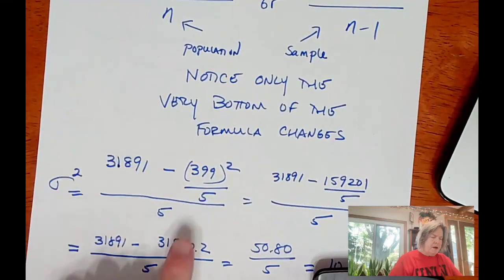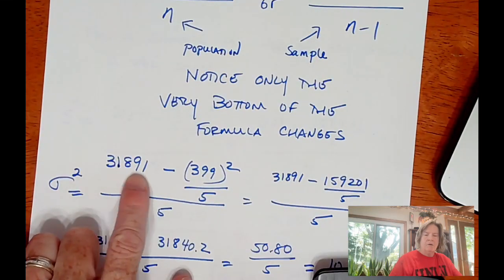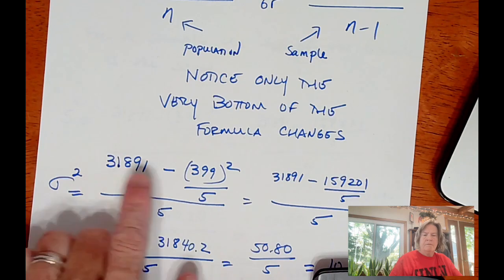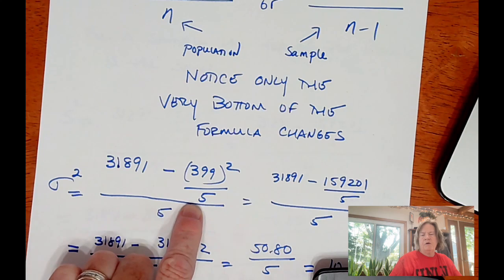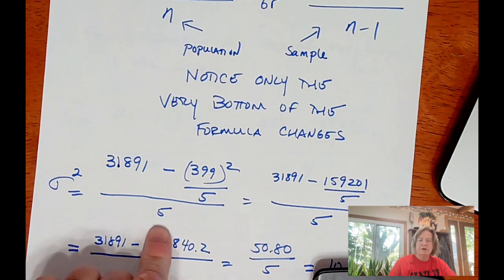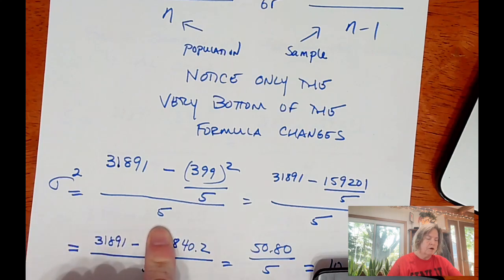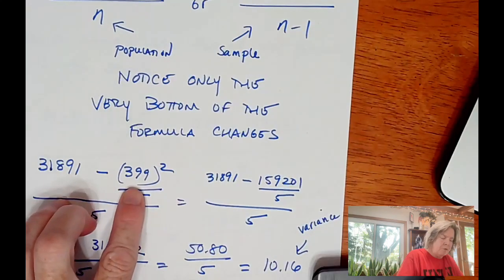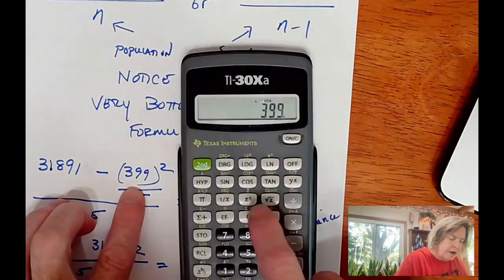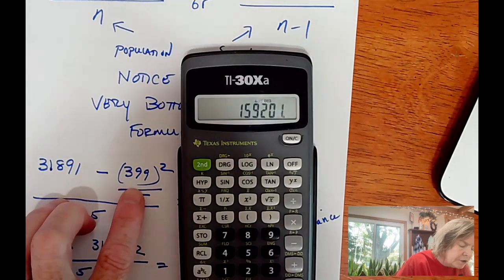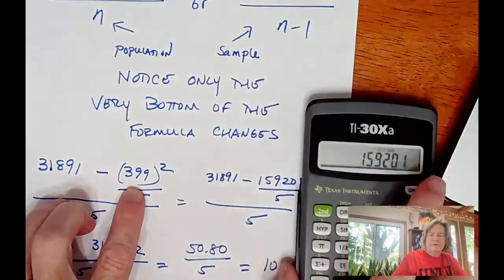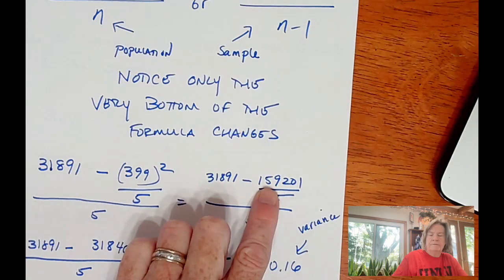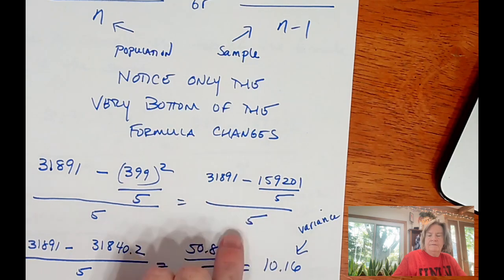Okay. And I can put the 31891, sum of the x squareds, minus 399 squared divided by 5. And for this sake, we'll start with the population, divided by 5. Okay. So if you go 399 while we're here, don't clear anything out, go x squared, you get 159201. Okay, so 159201 divided by 5.